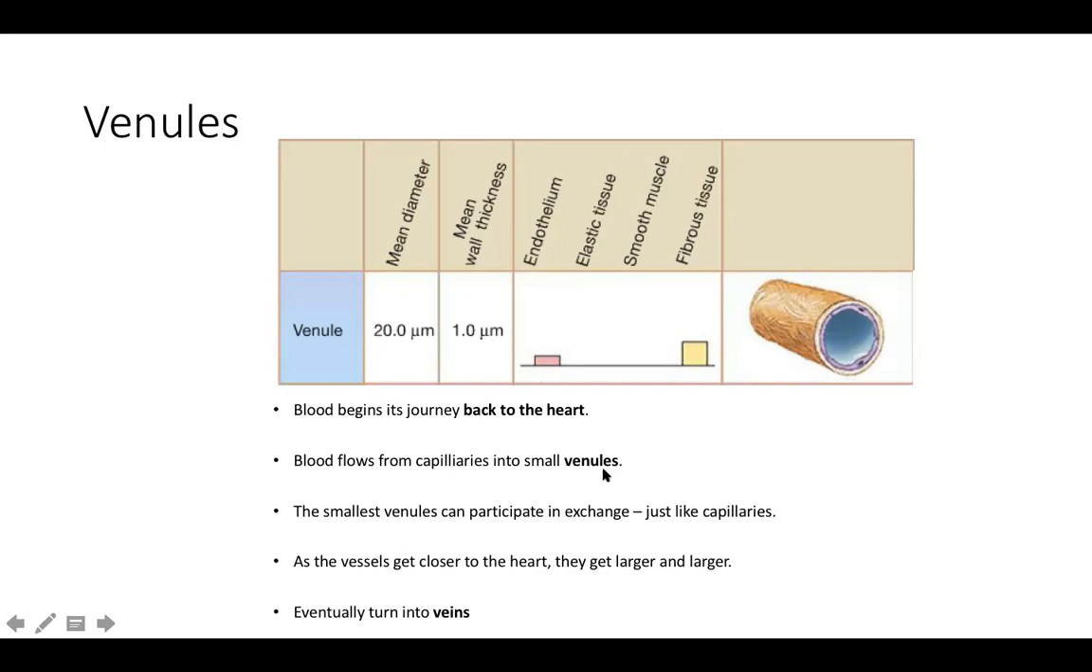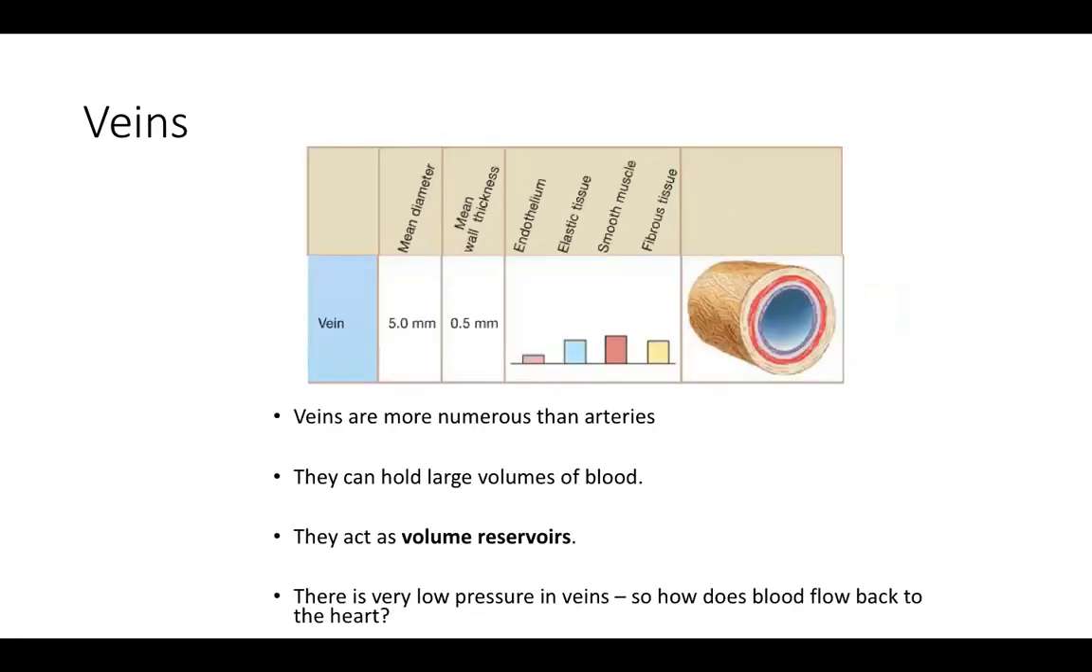The smallest venules of the body can also participate in exchange with the tissues, just like capillaries, because they're thin enough. But as the vessels get closer to the heart, they get larger and larger. Eventually, they turn into veins. And you'll see that the composition of a vein looks similar to the composition of an artery. There's just less of everything. There's less elastic tissue. There's less smooth muscle.